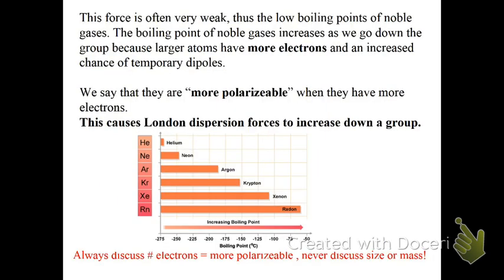This force is often very weak, and that's why the boiling points of gases are low, especially the noble gases. But the boiling point of the noble gases actually increases as you go down the group because you have more electrons.